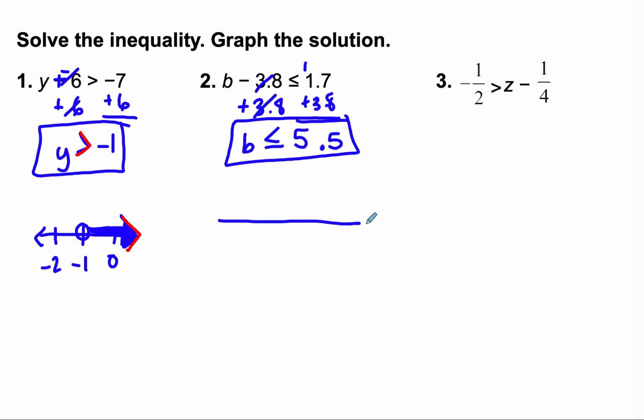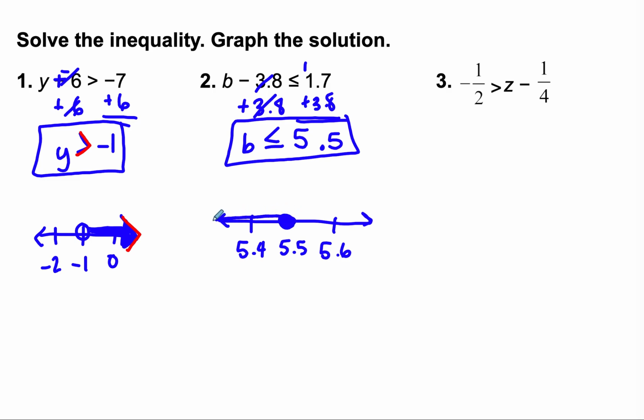Now I'm going to graph it. If I have 1 decimal point in my answer, on my number line, I usually go up by tenths. 5 and 4 tenths, 5 and 5 tenths, 5 and 6 tenths. Now I could have gone up by halves. I could have done 5, 5.5, and 6. That would have worked too. Okay, B is less than or equal to 5.5. So it can equal 5.5. I'm going to have a closed circle.